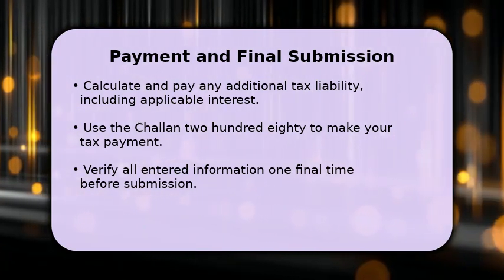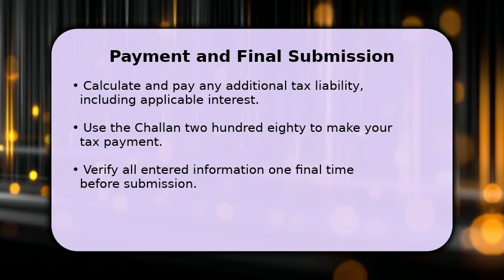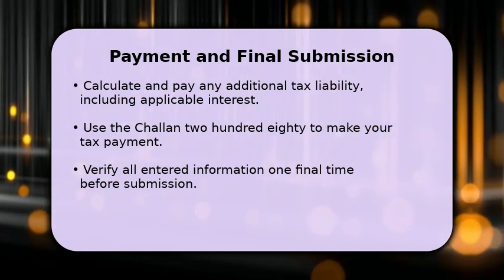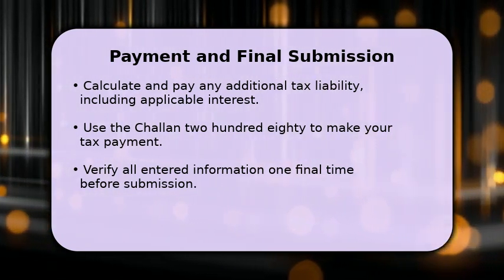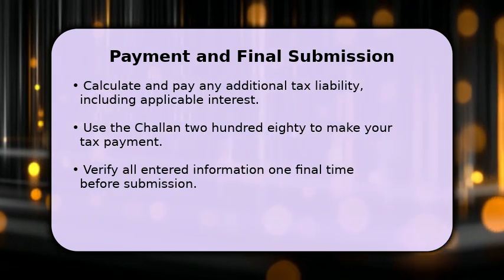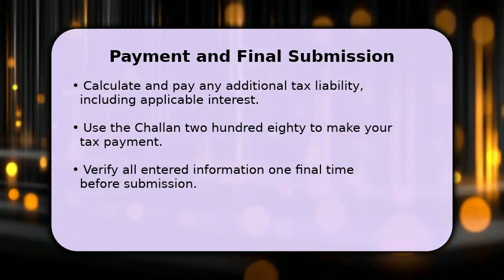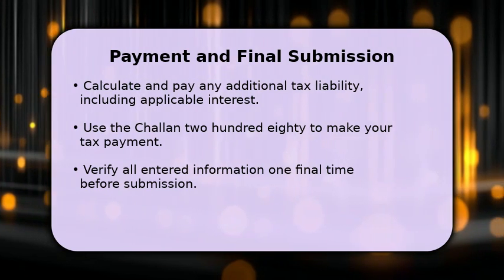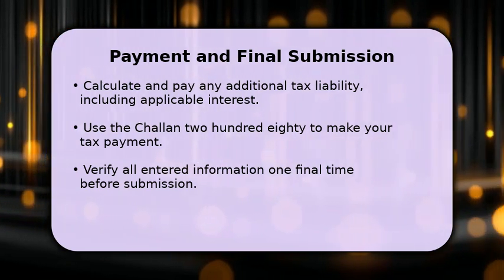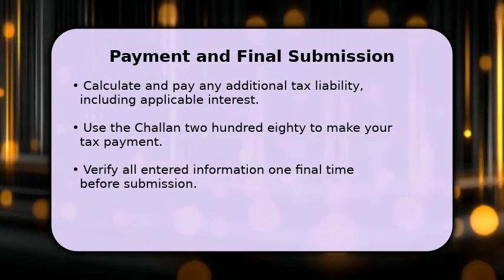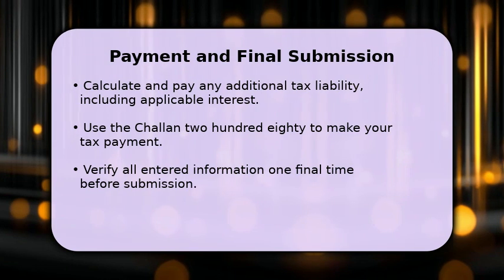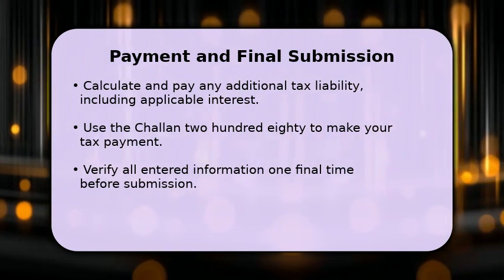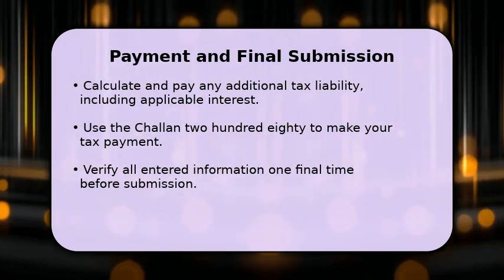First, accurately calculate any additional tax you owe, along with any applicable interest. You will use Challan 280 to make this payment. Before clicking Submit, carefully review all the information you have entered one last time to ensure everything is correct. Once satisfied, submit your updated return and remember to save the acknowledgement for your personal records. This completes the process.